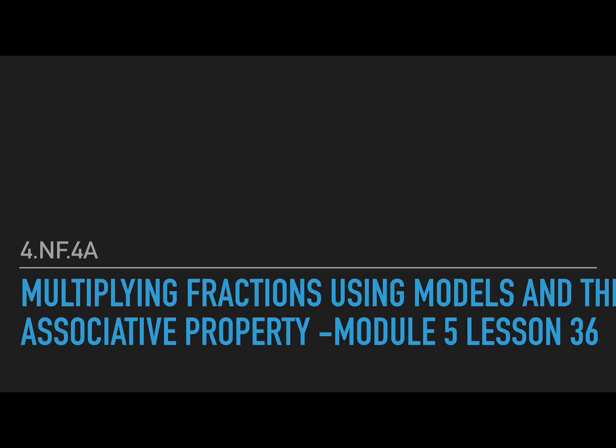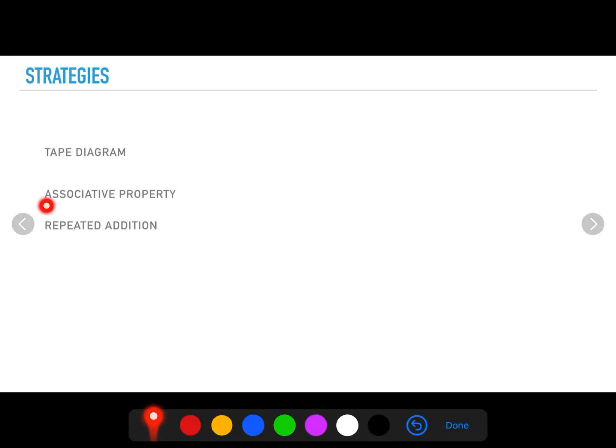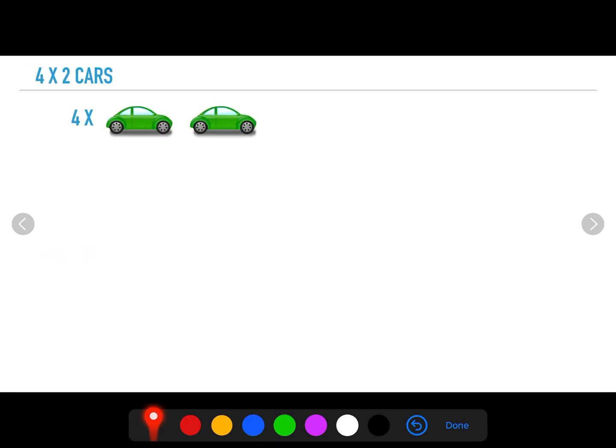In today's lesson, we're going to be multiplying using models and the associative property, the same as our previous lesson. The only difference is I'm adding another strategy in for lesson 36 today. So again, we're going to be using the tape diagram strategy, the associative property strategy, and repeated addition.